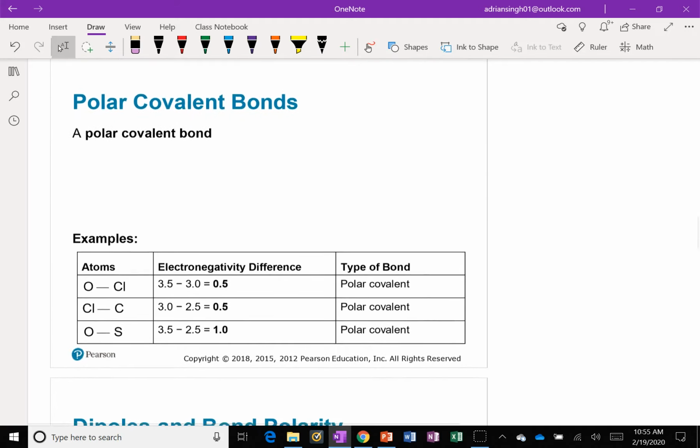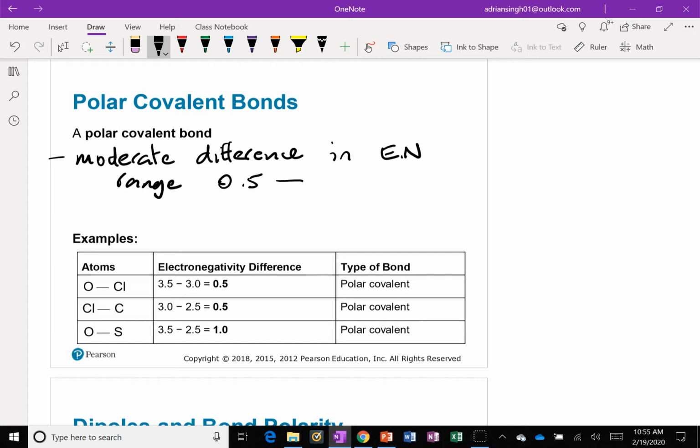When there's a bigger difference in electronegativity, we end up with what's known as a polar covalent bond. Here there is a moderate difference in electronegativity between the elements that are sharing those electrons. The range here is 0.5 to 1.8. This is what your textbook uses. Other textbooks have slightly different ranges, but we're going to use what your textbook gives us. So if the difference in electronegativity between two atoms sharing electrons is in this range, we're going to call that bond a polar covalent bond.